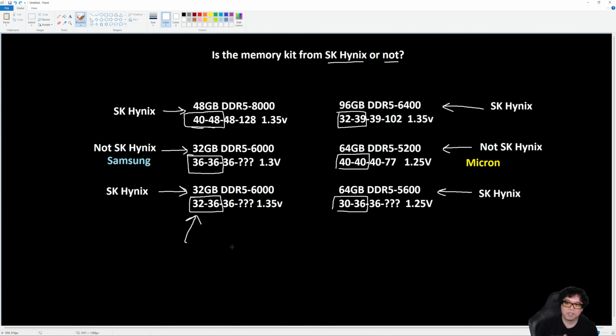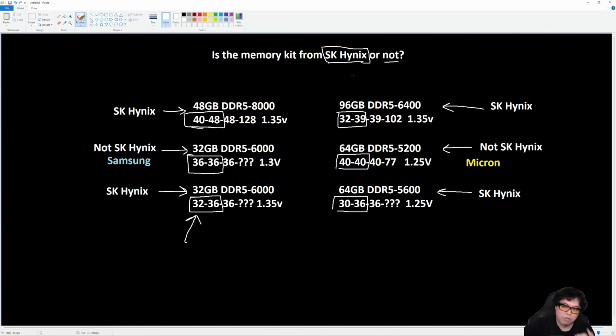This is the method that I have always used since my very first DDR5 build. I look at a memory kit and I immediately know it's an SK Hynix kit. Or I look at another memory kit and I immediately know, without anybody telling me, without Googling anything, that it's not an SK Hynix kit. So it is very easy to determine if it is an SK Hynix kit using this method.